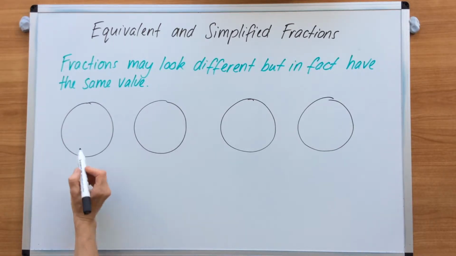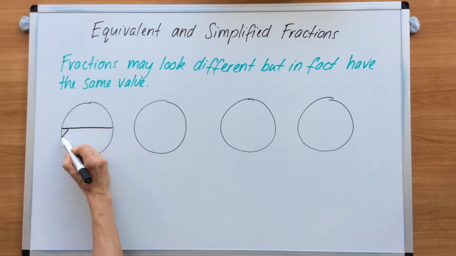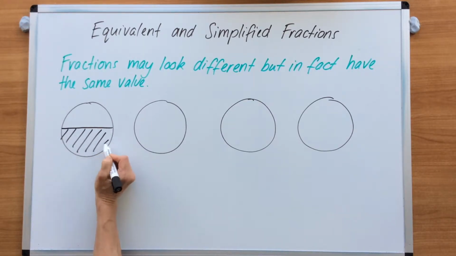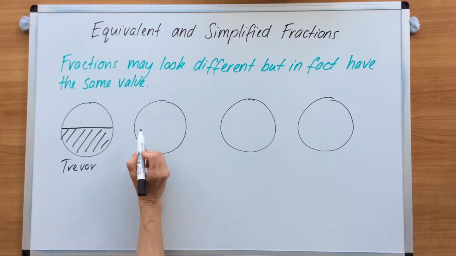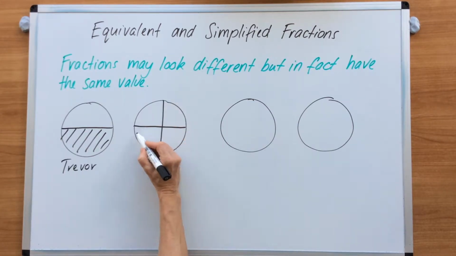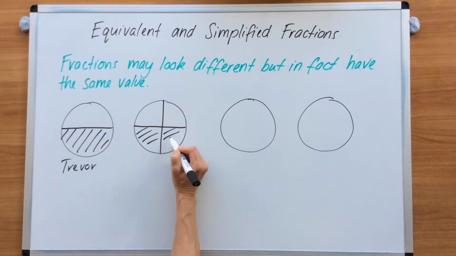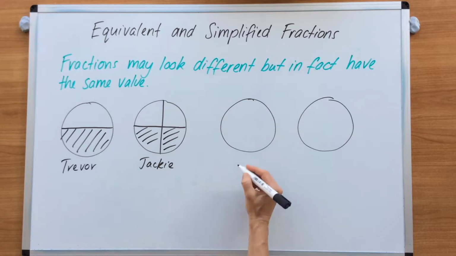So in the first pizza, we're going to cut it in half, and let's say this person, Trevor, has eaten half a pizza. You can see that the shaded part is what he has eaten. And now Jackie, she's going to cut hers into 4 pieces, and she's still going to eat 2 pieces. So this is Jackie, and then good old Talia here.